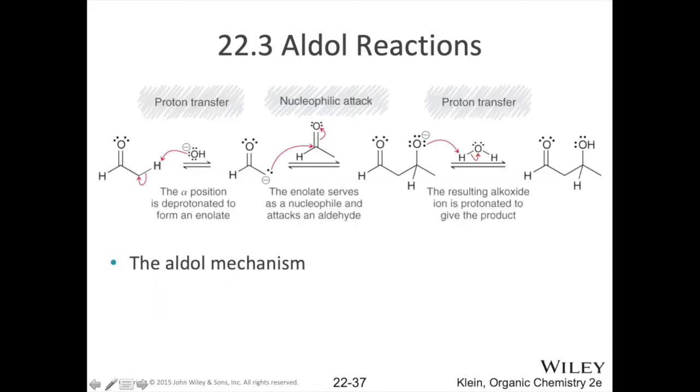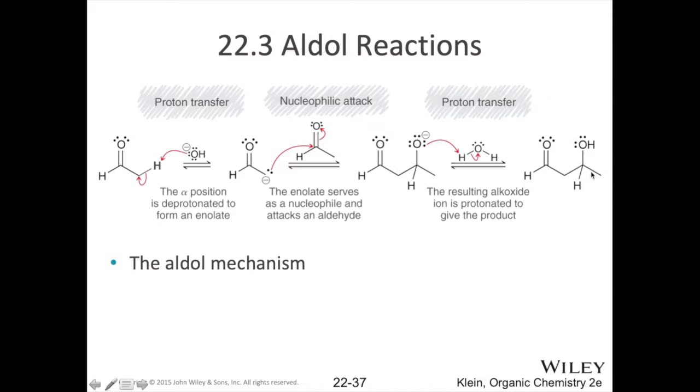Okay, so let's have a look at how this reaction works. In this case, we have a base present to deprotonate that alpha carbon, turning it into an enolate, which is a good nucleophile. That nucleophile attacks that carbonyl carbon, kicking those electrons up to the oxygen. You can then protonate that oxygen, and that gives you the resulting aldol.